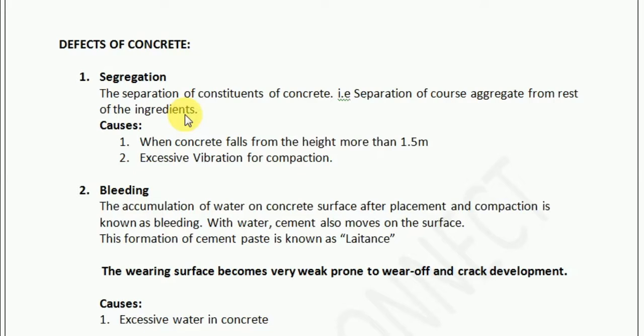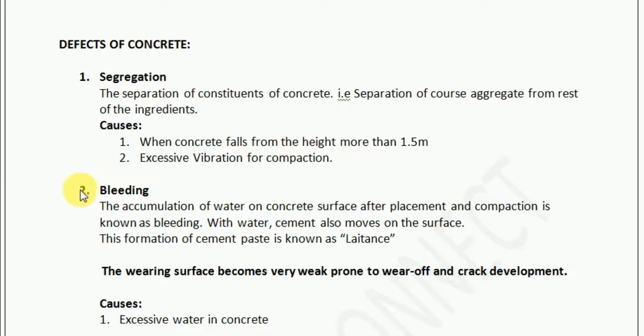Now let us understand why it happens. When concrete falls under gravity from a height of more than 1.5 meters, then due to the impact on the ground, the paste and the aggregate behave differently, due to which the aggregate and the paste separate out. If excess vibration is done for compaction, then also segregation takes place. So if you are at site and you identify concrete which is segregated, this could be the most probable reason. Preventing these two causes can help you prevent segregation.